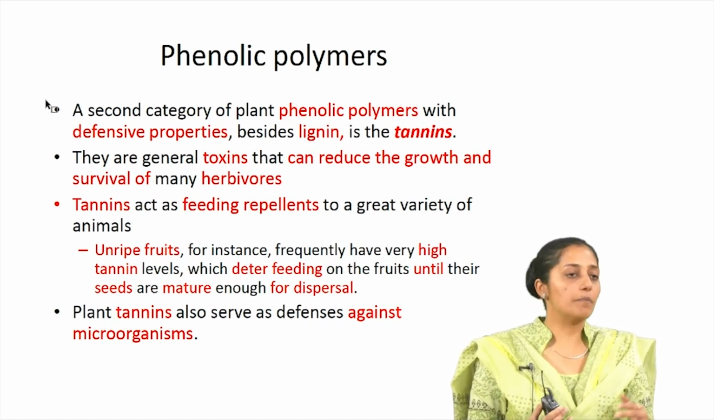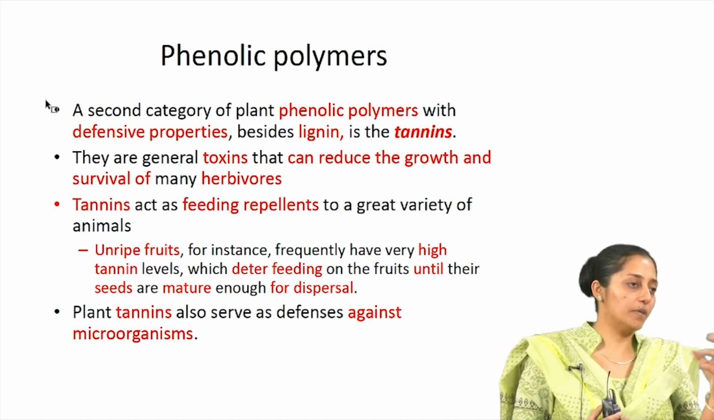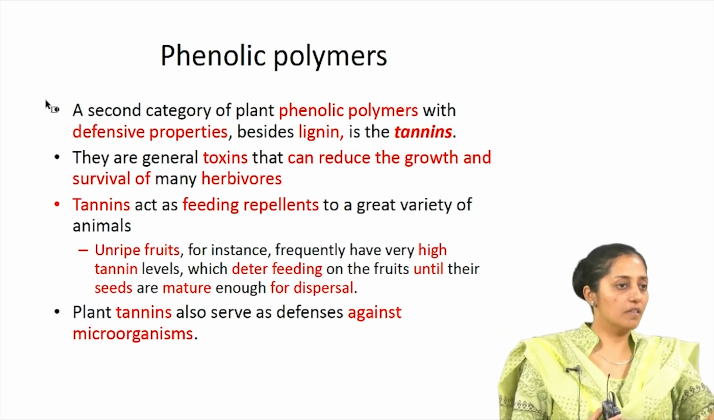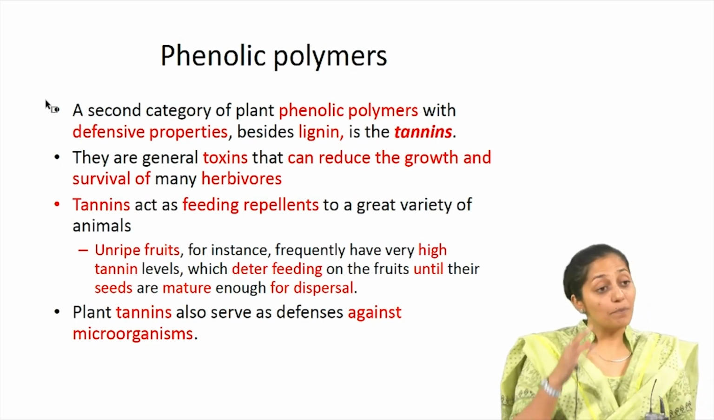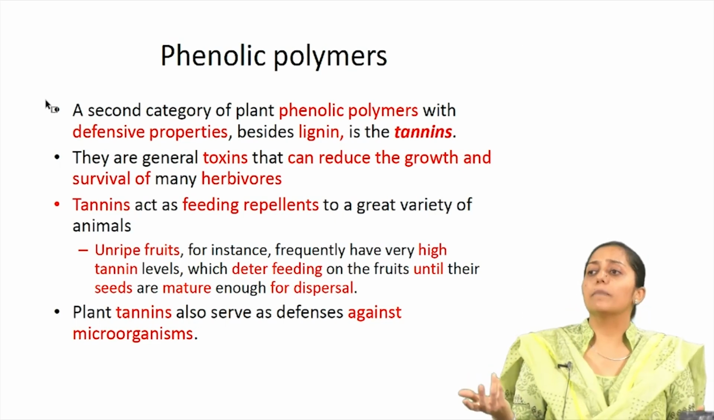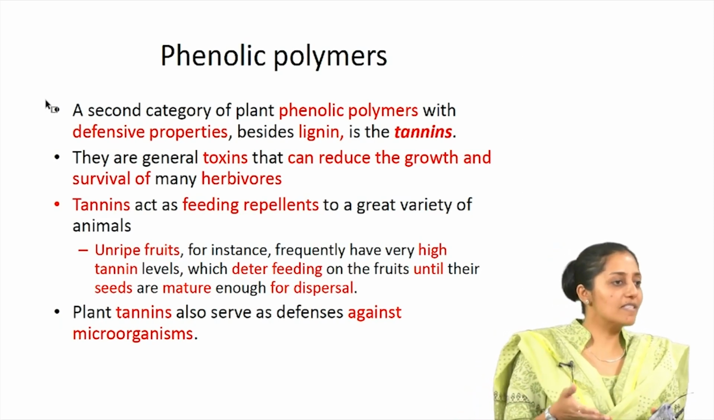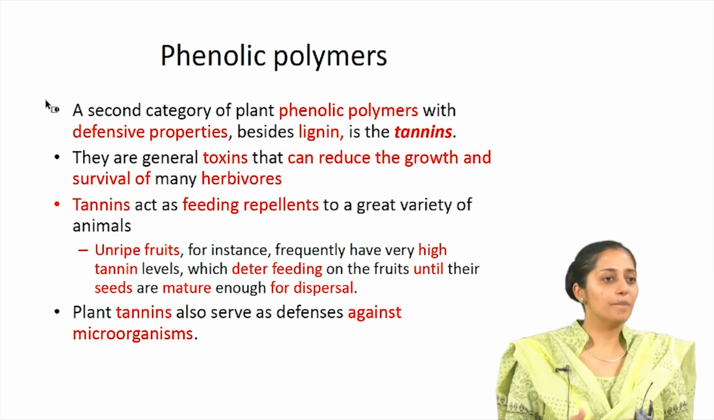Unripe fruits, for example. The plant would not like anybody to eat the unripe fruit until the seed is ready for the next stage. So it produces more amounts. Where will the plant produce more amounts of such compounds? It will produce them inside the fruit so that it can deter the herbivores.